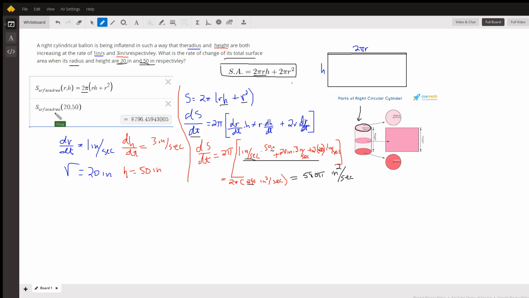I just included this to show you what the total surface area is at that point in time, but it has nothing to do with the problem.